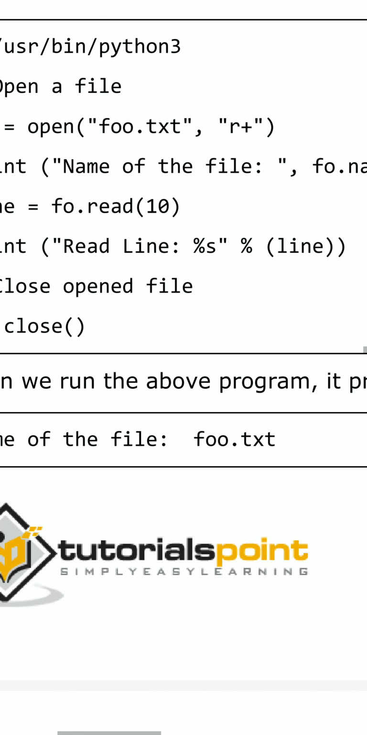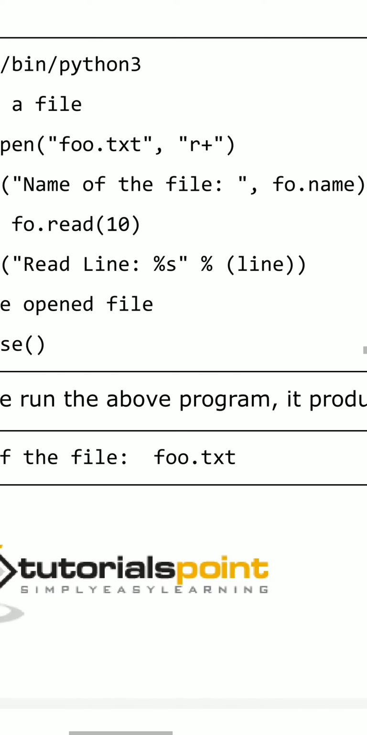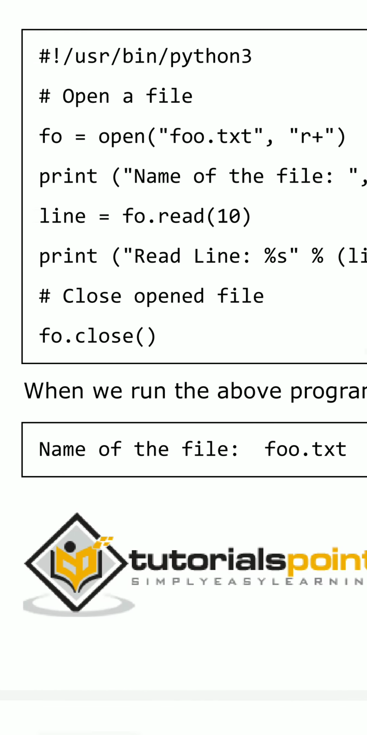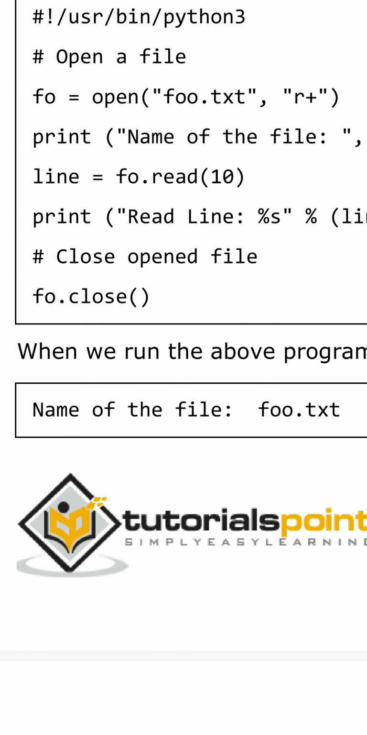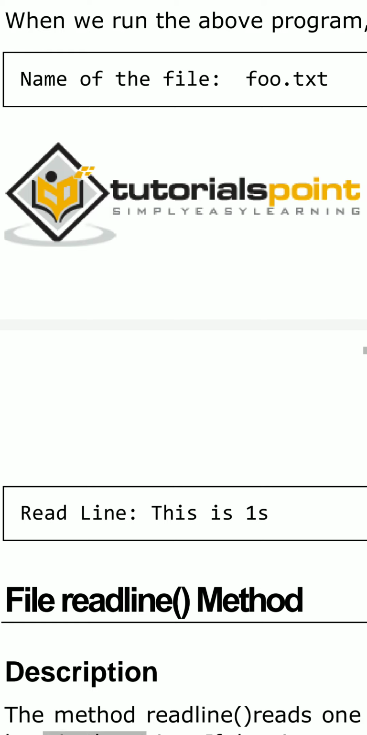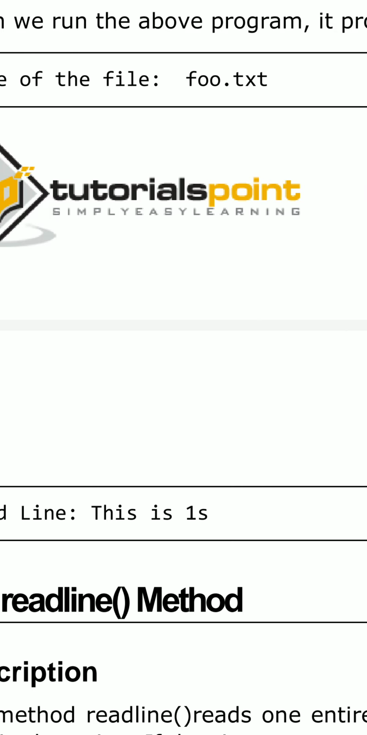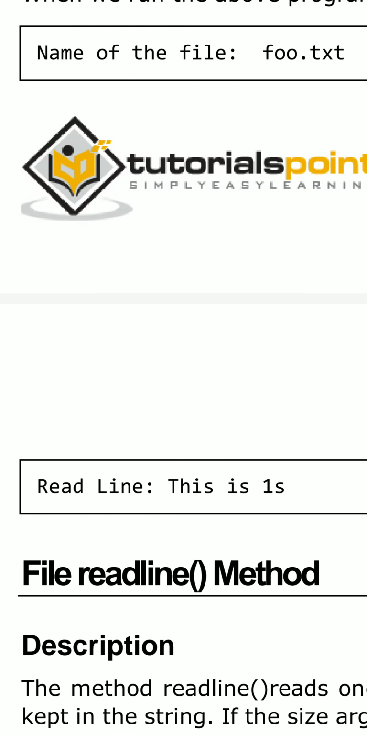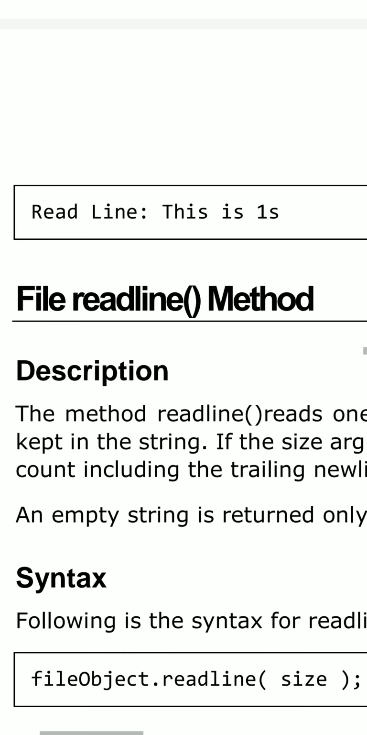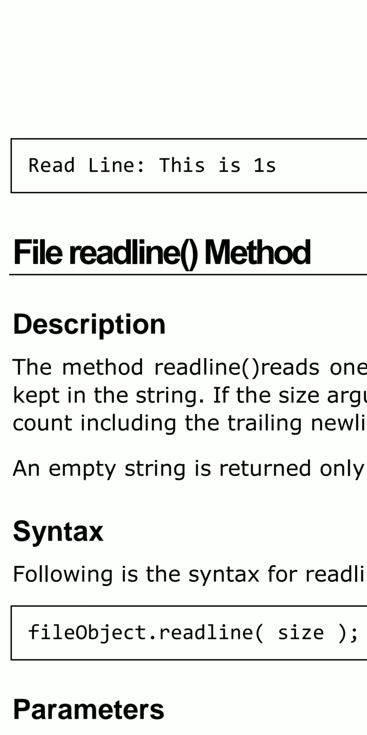fo is equal to open a file in r plus mode, printing the file name and then reading 10 lines and printing how many lines I have read onto the output screen, and then closing the same file. So here the name of the file is printed as foo.txt, and readline where I have read that line is printed onto the output screen.